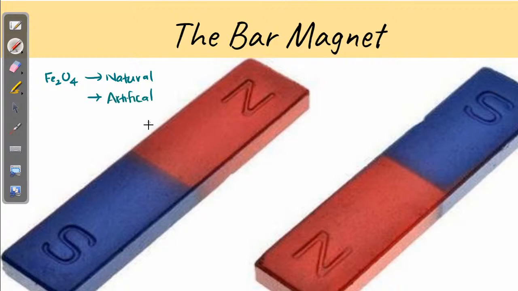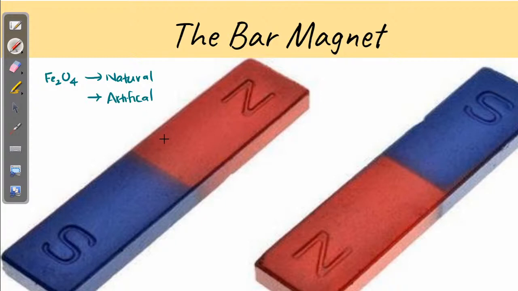And what is the advantage of an artificial magnet over a natural magnet? The main advantage is that we can have a desired strength and shape for this kind of magnet. For natural magnets, we cannot manipulate the strength or the shape of the magnet. But in artificial magnets, we can manipulate the strength and shape.